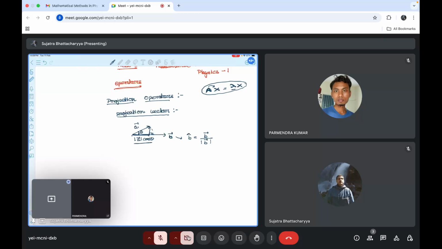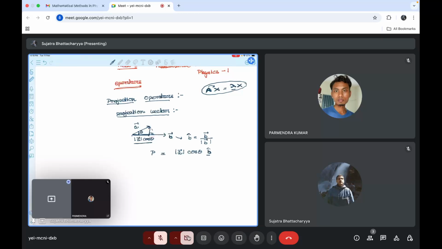So the projection of A on B is understood now. This projection is nothing but A into cos theta into B hat. This B hat is there because of the direction.